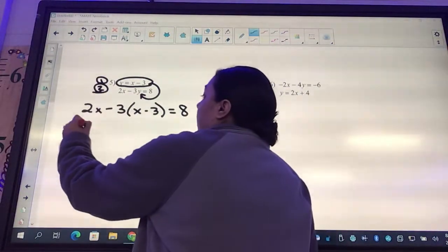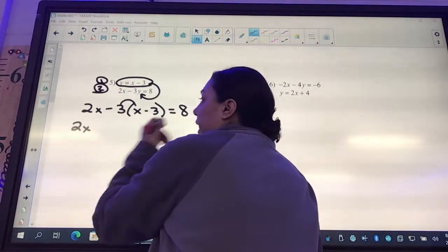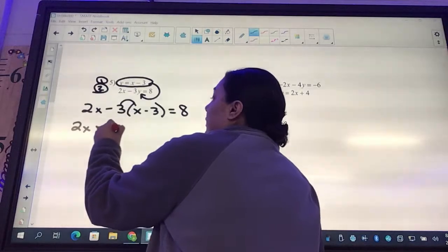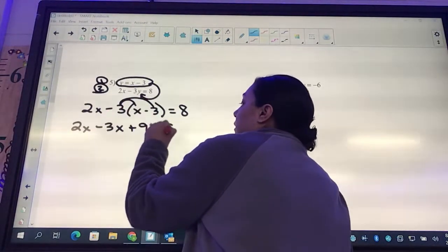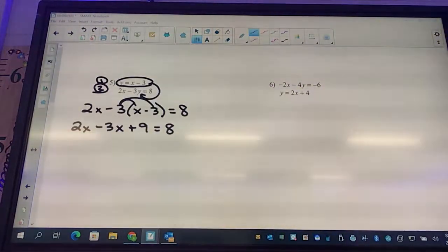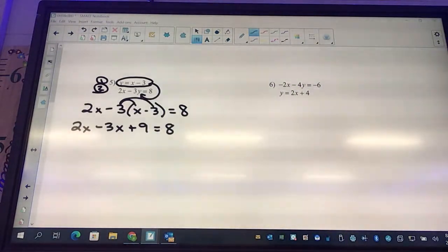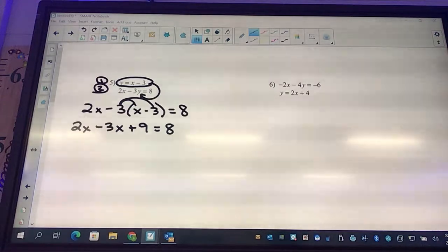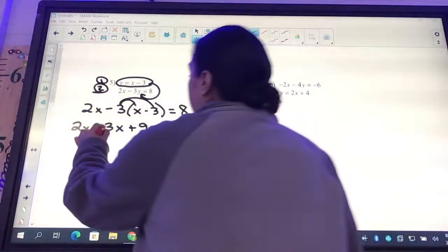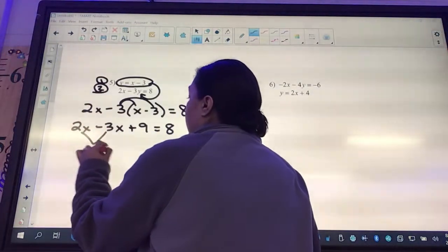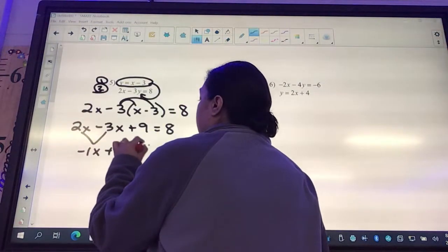Okay, so you're going to get 2x. Negative 3 times x is going to be negative 3x. Negative 3 times negative 3 is going to be plus 9. Okay, you're going to combine your like terms. So you're going to get negative 1x plus 9 equals 8.